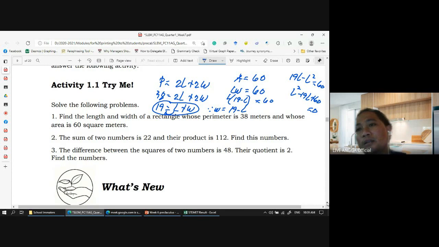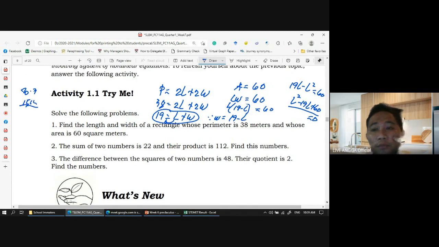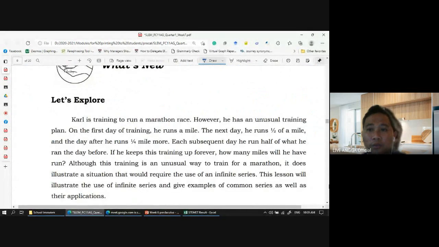So, meron ba tayong factor sa 60 para makuha natin ang length? Find the length and width. Ano kayang value ng length dito? 60 is 20 times 3. Ano pa? 20 times 3, 15 times 4. That is L minus 15 and L minus 4. So that means the length is 15 or 4.